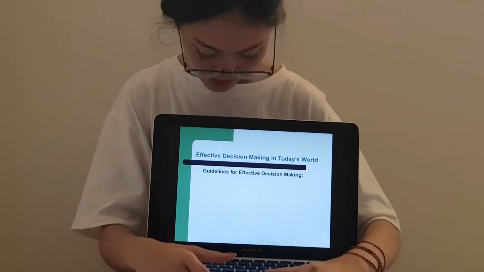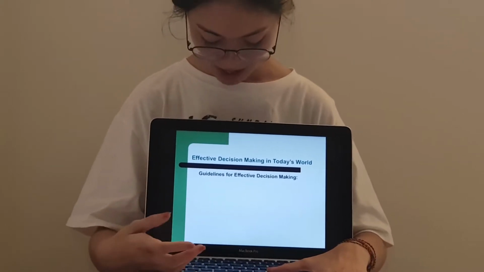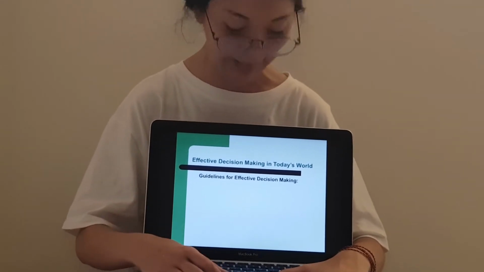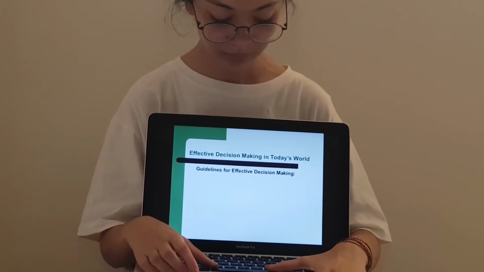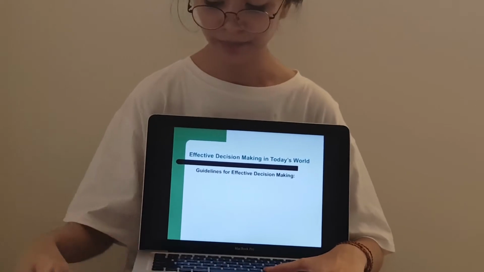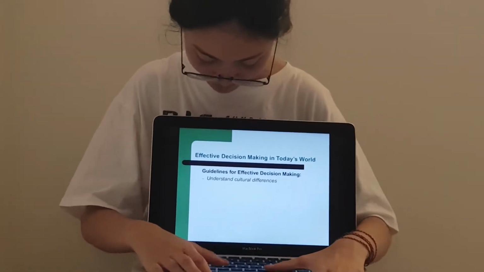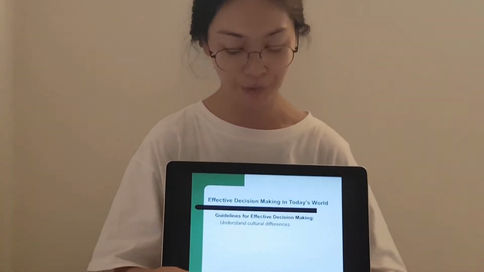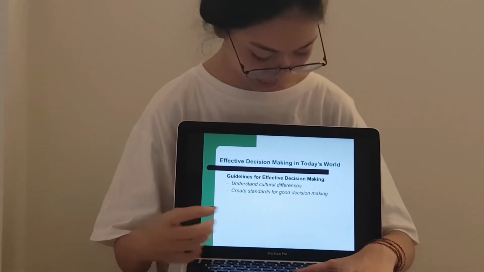As we may know, if we don't know the guideline, we cannot make effective decisions. So I will show you some steps of the guideline which help you make decisions effectively and efficiently. The first one: we should understand cultural differences if we are a manager. The next one is to create standards for good decision making.